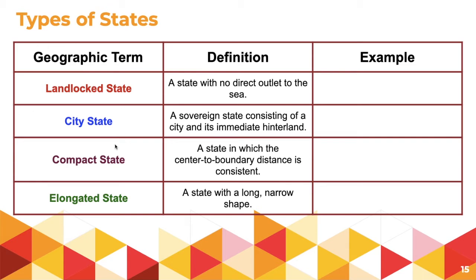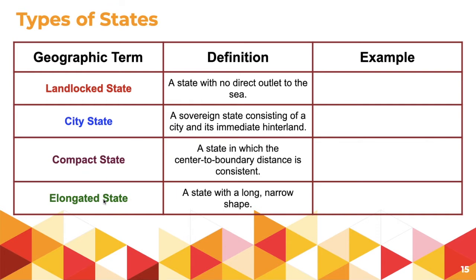A compact state is one where the distance from the center of the country to the border, the boundary, is roughly the same all the way around the country. So if you were thinking of a circle as a state, as a country, that's exactly what this would be. If you have a perfect circle, the distance from the center of that circle to the boundary in any direction is going to be the same. That's kind of like what a compact state is.